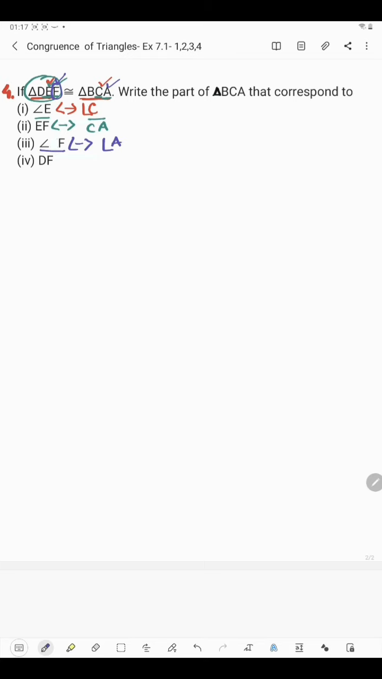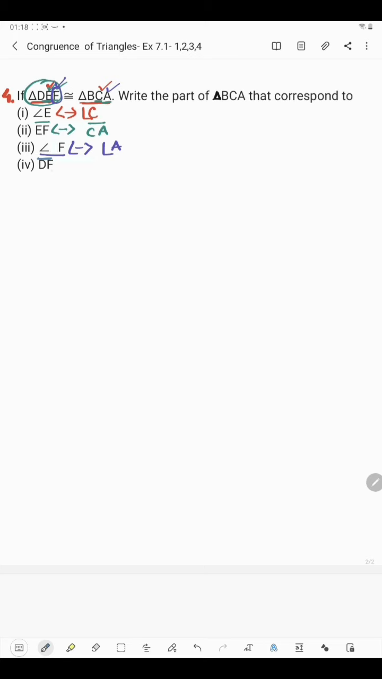Now the last part of this question. Side DF corresponds to which side? Where is DF present in the triangle DEF? See, here is D, that means the first letter and the third letter. Similarly, while taking from triangle BCA, we will have to take the first letter and the last letter. So the side corresponding to side DF will be BA. Okay, so this way we will have to write the corresponding parts. So this was the last question of this exercise.